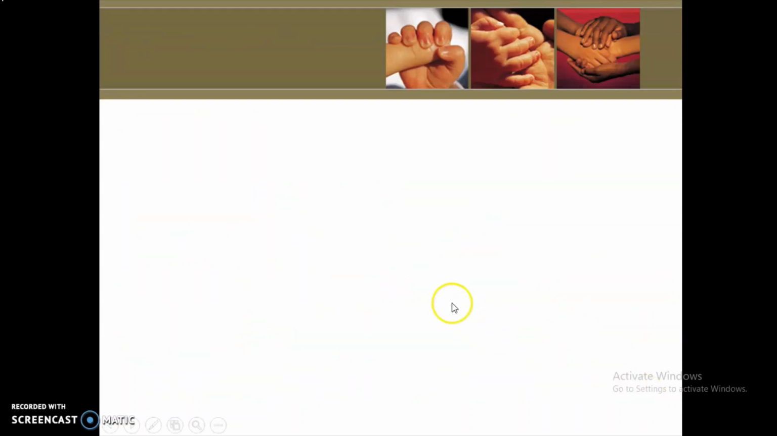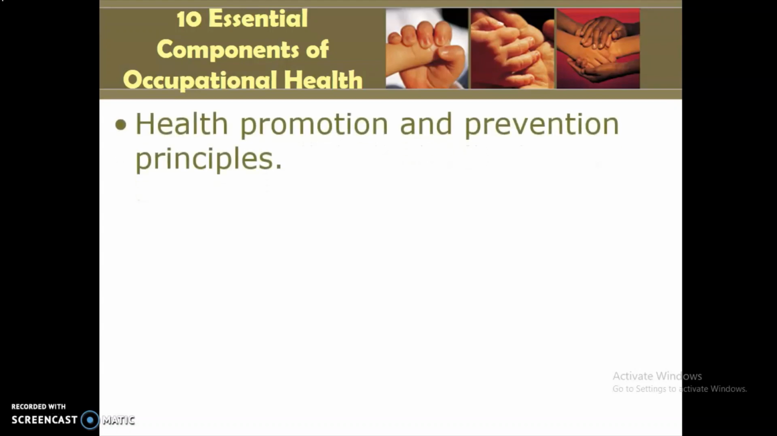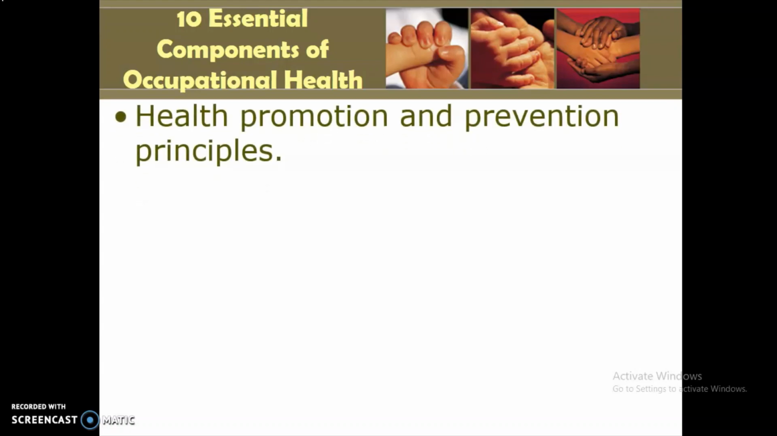Another important concept under occupational health nursing are the 10 essential components of occupational health. Number one is health promotion and prevention principles. It is always there: we want to prevent injuries and accidents from occurring within the company. That is why one of the essential components that we need to implement is health promotion and prevention principles.